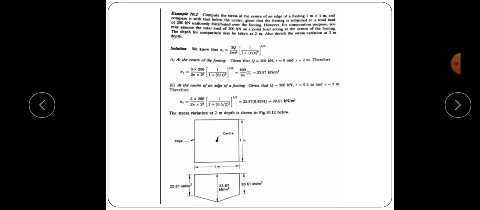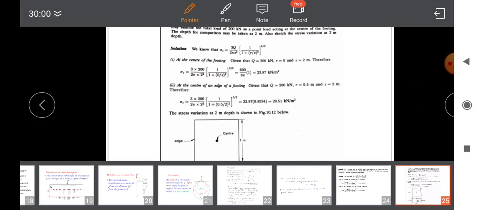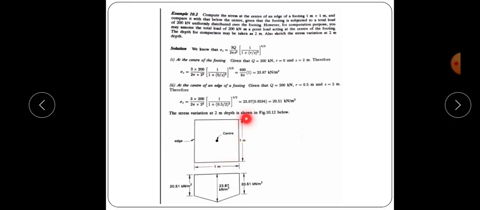And in the second case, we have to find out the stress at the center of an edge of the footing. Q is equal to 200, and what will be R at the edge? The dimension of the footing is given as 1 meter by 1 meter, so from center to edge the distance is 0.5. So radial distance R is equal to 0.5 meter. Then depth Z is equal to 2 meter, and substituting these values we will get 20.51 kilonewton per meter square as the stress at the edges.